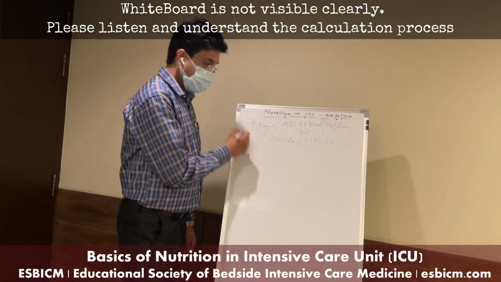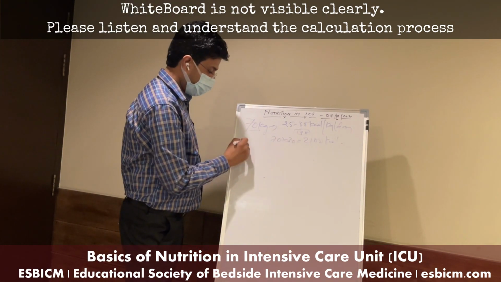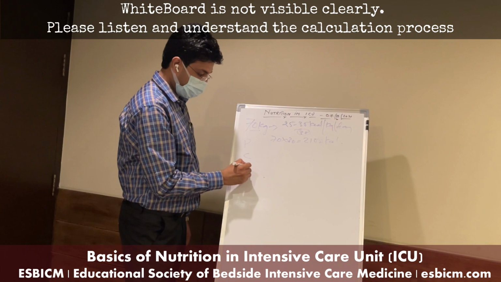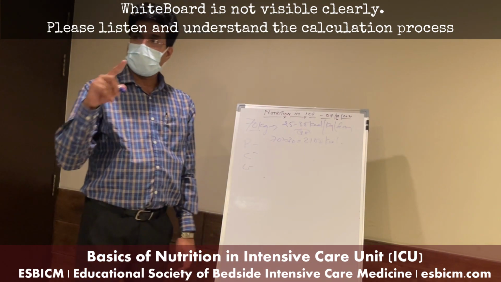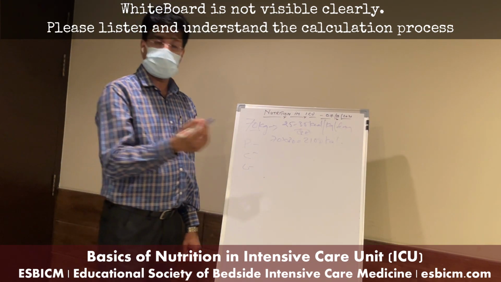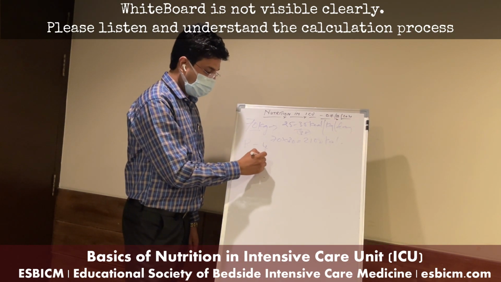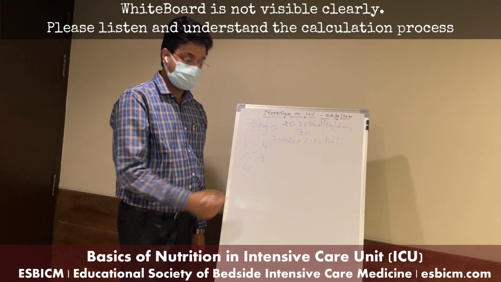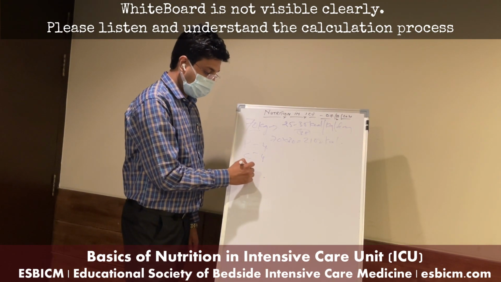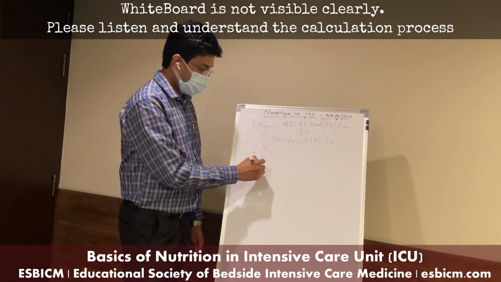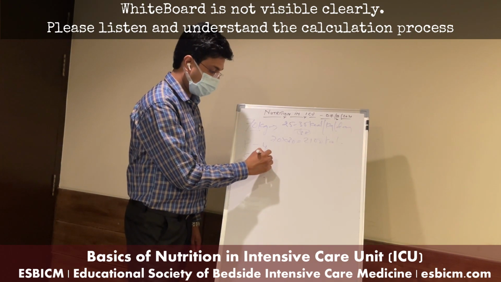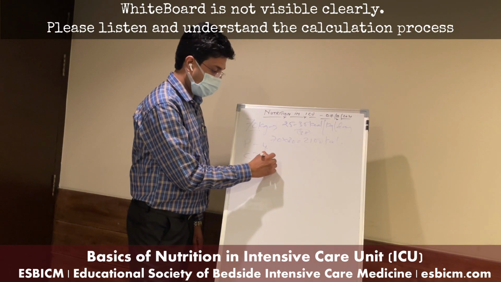We will supply this by protein, carbohydrate, and lipid. 1 gram of protein gives 4 kilocalorie. 1 gram of carbohydrate also gives 4 kilocalorie. And 1 gram of lipid provides 9 kilocalorie. This is the rule.